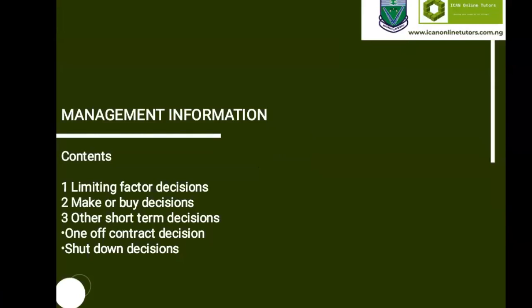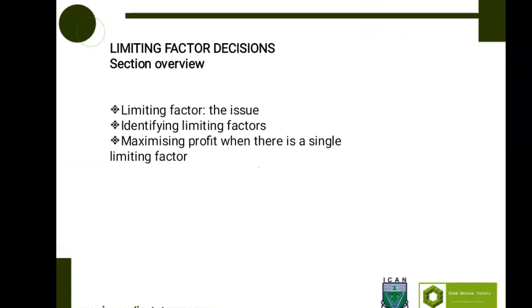Management, of course, always have to make decisions on what to do. That is what management information is all about. It provides management with information they can use to make informed decisions that will help in the running of the organization. The first decision that we will consider is what we call limiting factor: how to identify limiting factors and how to maximize profits when there is a single limiting factor.